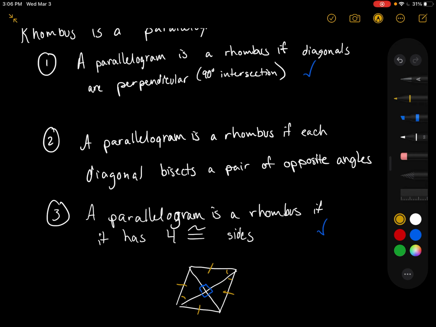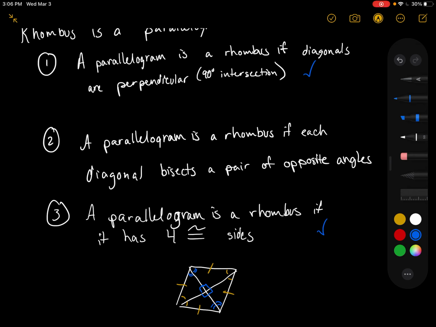And then the last one is that it's going to bisect the opposite angles. So that means that this angle is equal to this angle. This angle is equal to this angle, and additionally that angle is equal to that angle. So it's basically cutting it in half. Each of the parts on the opposite side are exactly equal to each other there.